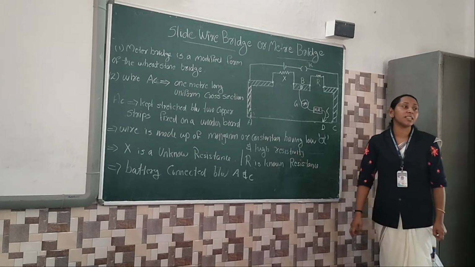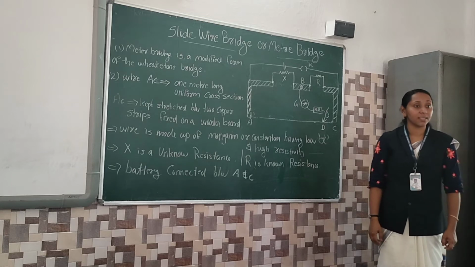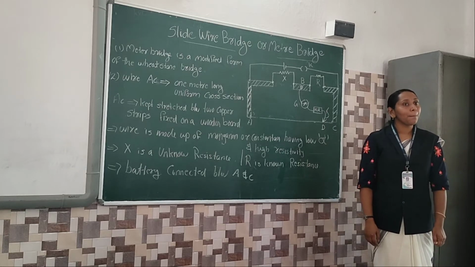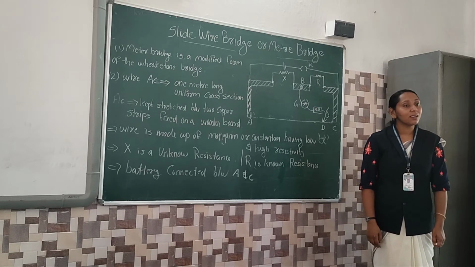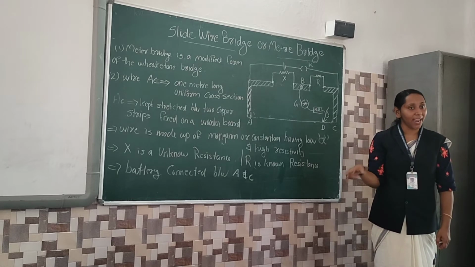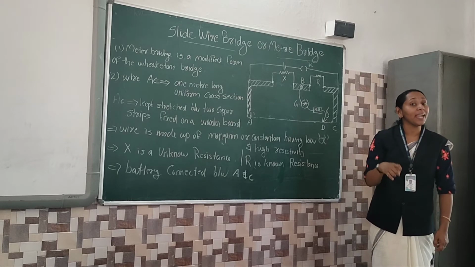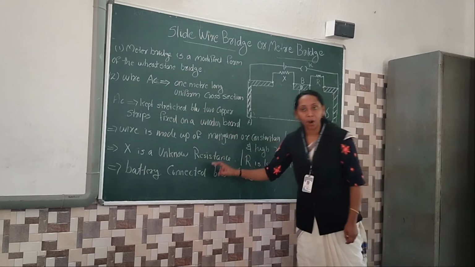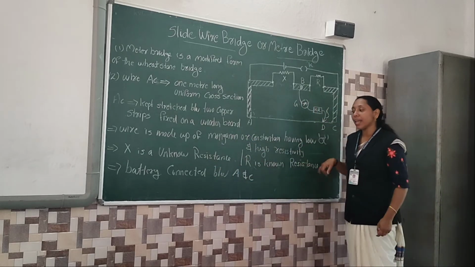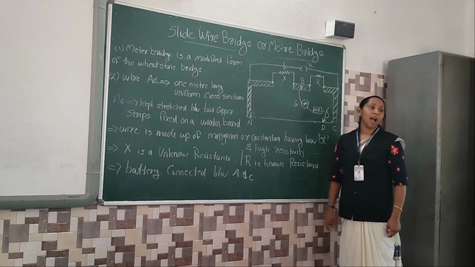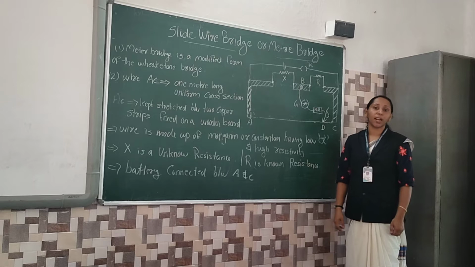What is resistivity? Rho is resistivity. Resistivity, rho, is equal to RA by L. You already studied. So high resistivity, and X is a known resistance and R is a known resistance. And the battery is connected through the other top portion of the wooden arrangement.